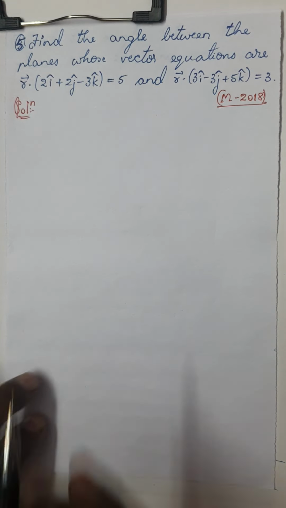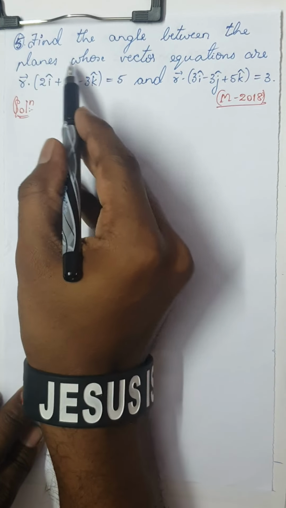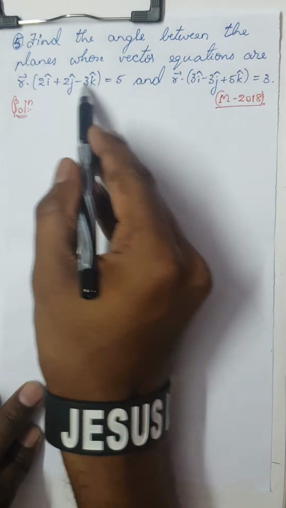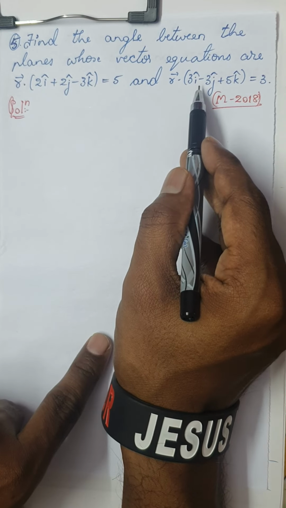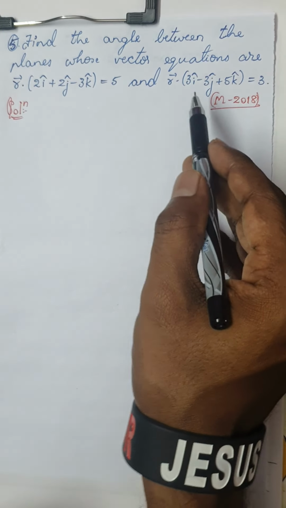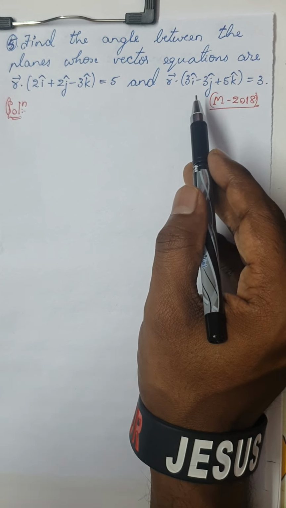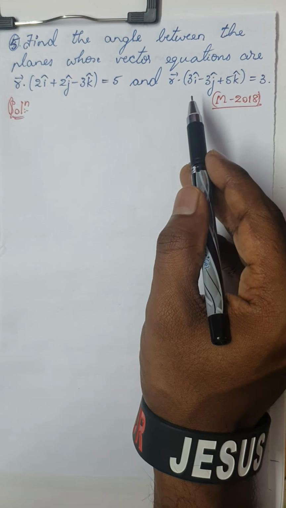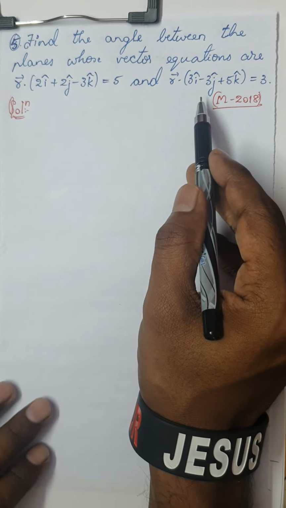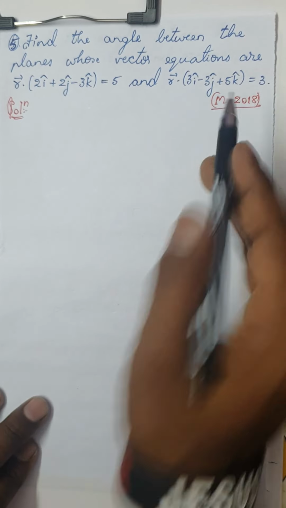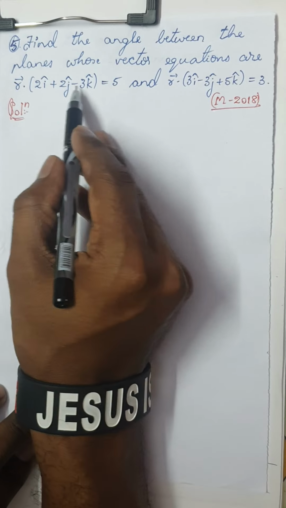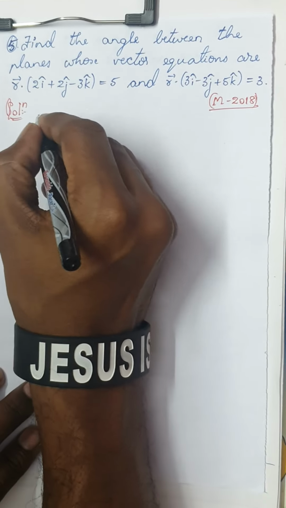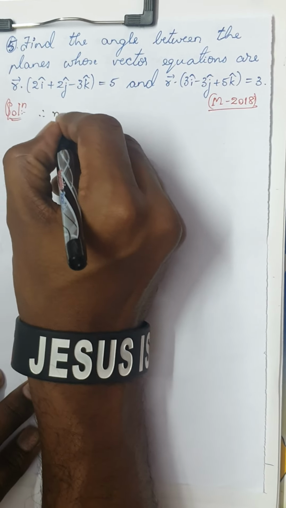So the next question we have is, find the angle between the planes whose vector equations are given. So 2 planes are given, you have to find the angle between the planes. Dear students, this is a repeated question. We have seen the angle between the vectors, we have seen the angle between the lines, and here we have to find the angle between the planes. Okay, so we know the general equation of the plane is r dot vector n is equal to d, isn't it? Therefore, let me write down the vector n.